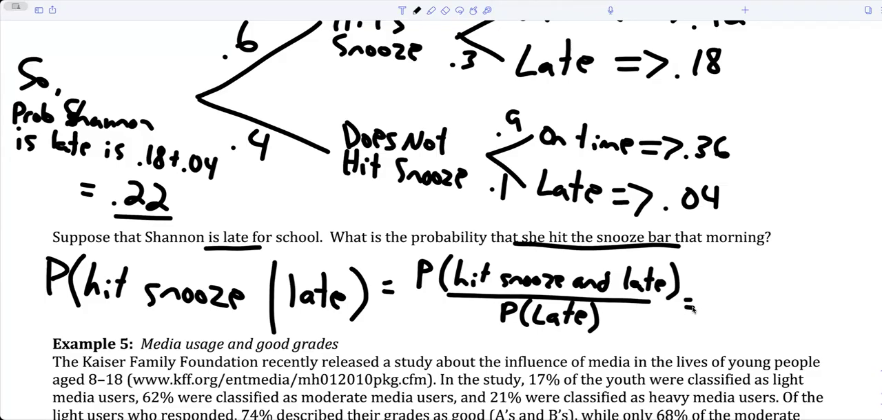So what is the intersection? What's the probability that she hits the snooze and is late? We found that previously, it is 0.18. And we're going to divide that by the overall probability that she is late, which is 0.22. So 0.18 divided by 0.22 is like 0.818, something like that.